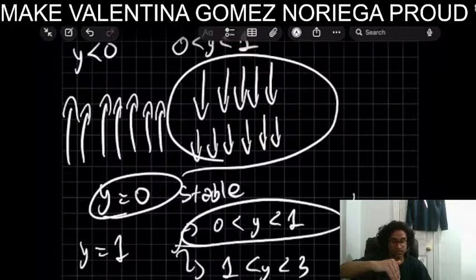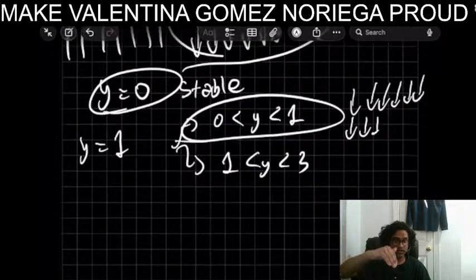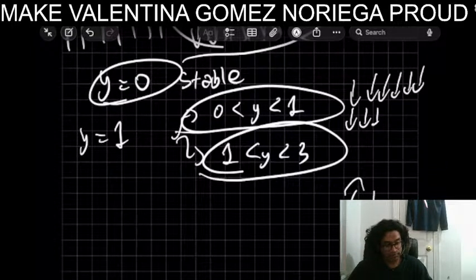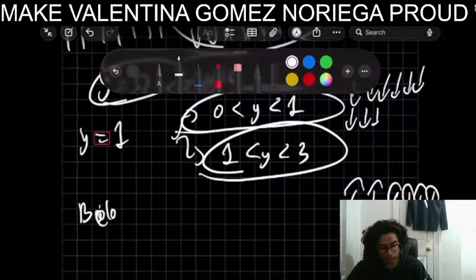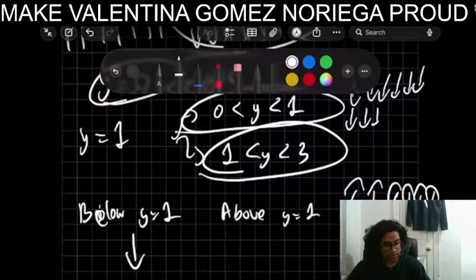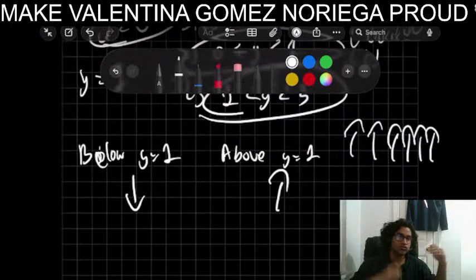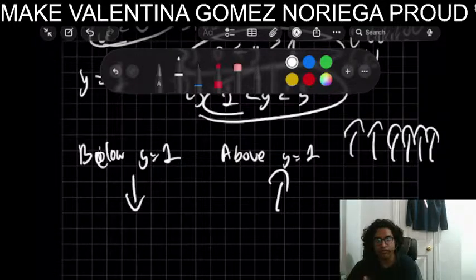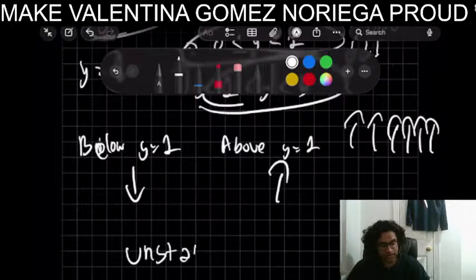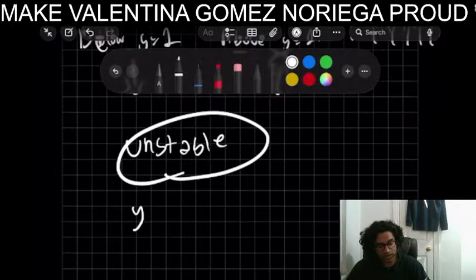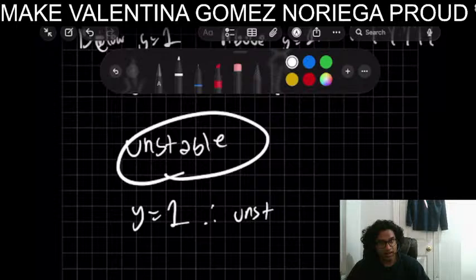So this is going down, right? This is going down, but this is going up, which means my below y equal 1 is going down. My above y equal 1 is going up. But because below is going below and above is going above, they do not intersect or connect, and that ends up unstable. So my y equal 1 is unstable.